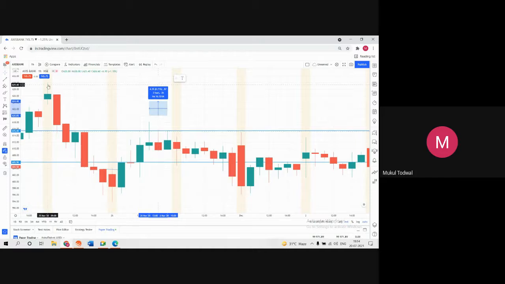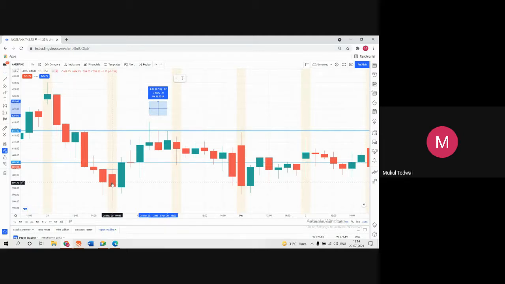Again I am repeating, it should be a downtrend followed by a red candle, then again a red doji candle, then a green candle. Please make sure it should be a red doji candle, then a green candle. If it would have been a green doji candle, then this is known as a hammer. We will be discussing this now, what actually a hammer is.